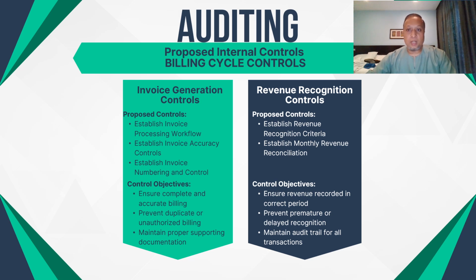And for the revenue recognition controls, the proposed controls are: 1. Establish revenue recognition criteria. Number 2, establish monthly revenue reconciliation. The control objectives for revenue recognition controls are: 1. Ensure revenue is recorded in the correct period. Number 2, prevent premature or delayed recognition. And number 3, maintain audit trail for all transactions.